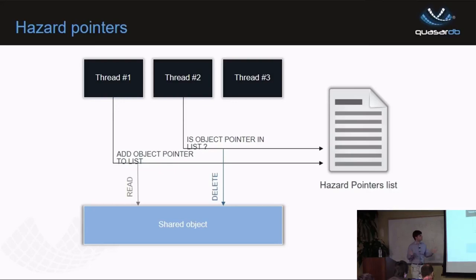No? So another way to manage access to a shared object is hazard pointers. Basically, you create a list of the values you want to access, and you use that to know if you can access the value. There's actually a patent, I think, on these techniques. It's what my notes say, so be careful about what you use.